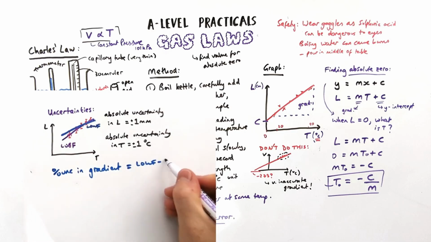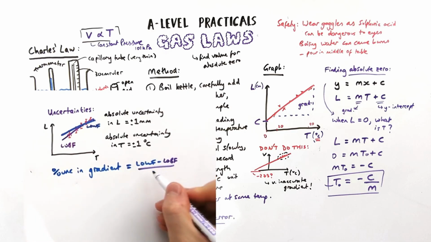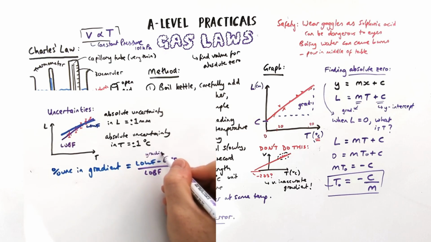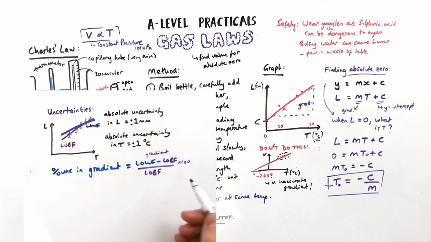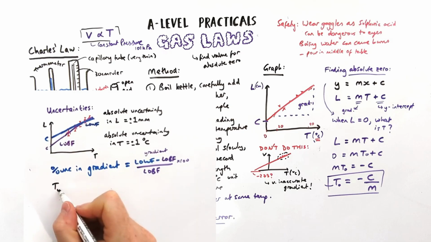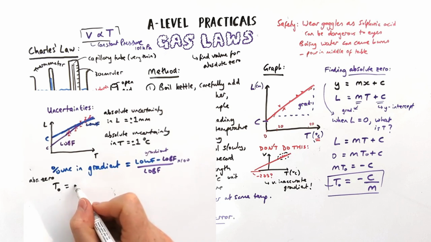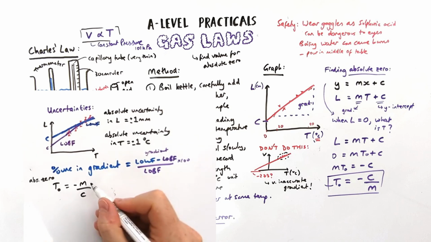So the percentage uncertainty in the gradient is going to be the difference in gradient between your line of worst fit and your line of best fit. Then you divide that by the line of best fit. So it's the same as before. It's the uncertainty divided by the value and times by 100. So let's say you're working out absolute zero, which we are. So it's minus the gradient over the y-intercept.